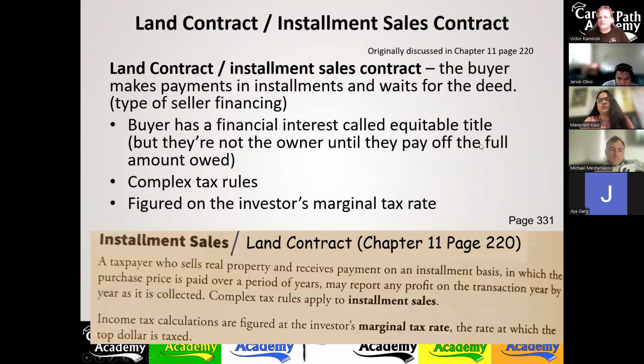Now, a land contract we learned about in chapter 11 and an earlier chapter 2, but chapter 11 is where we really got into it. It's a type of seller financing, also referred to as an installment sales contract, where the buyer doesn't get the deed to the property until the full amount owed is paid. All right, so complex tax rules need to be followed, and it's figured on the investor's marginal tax rate.